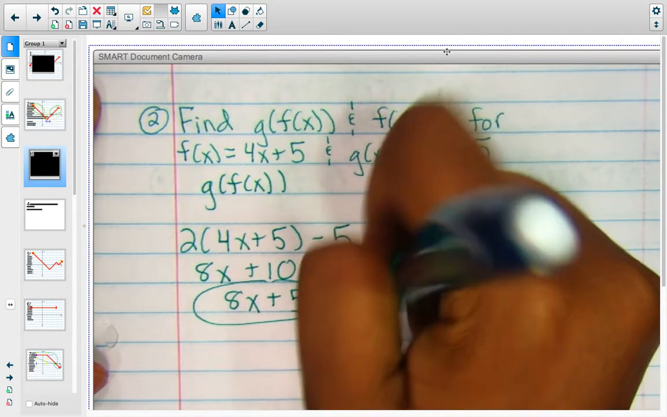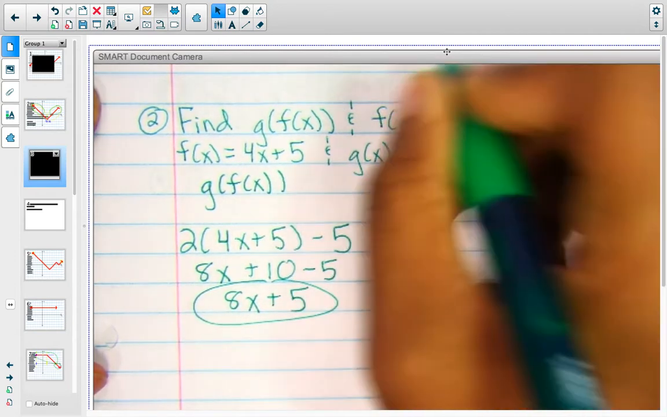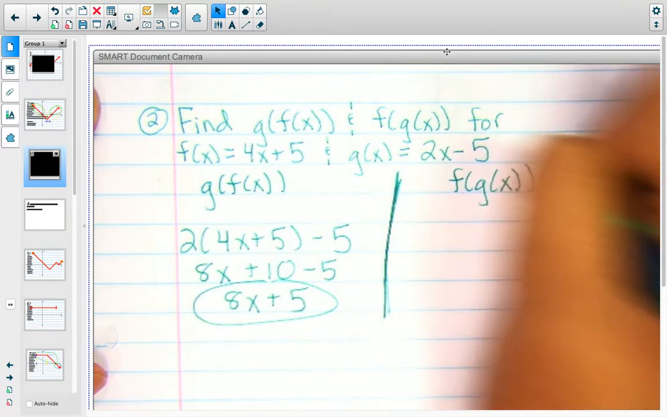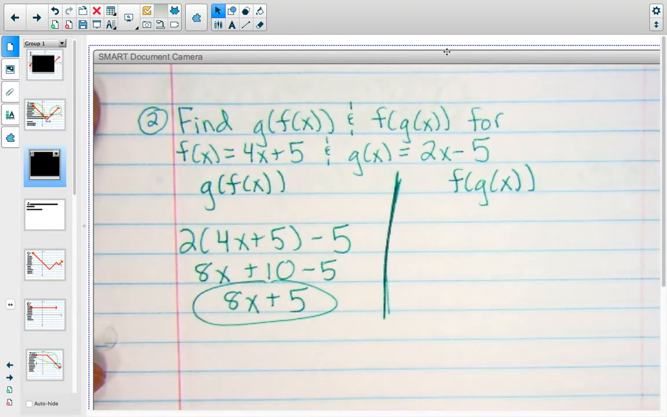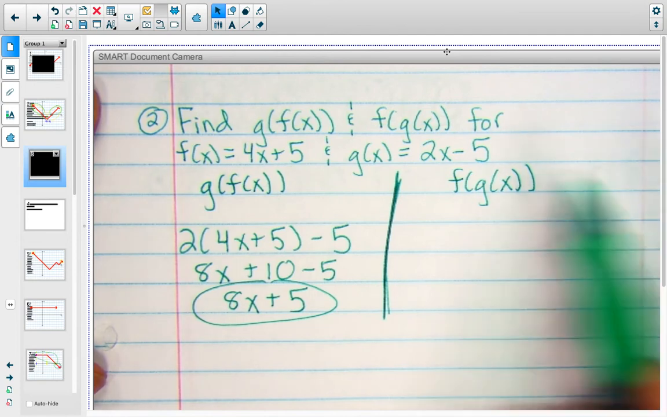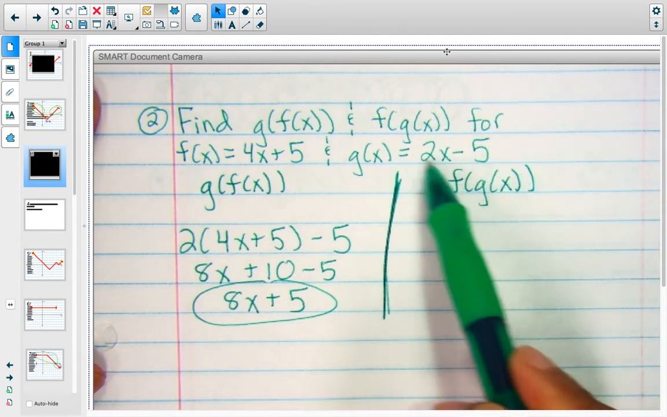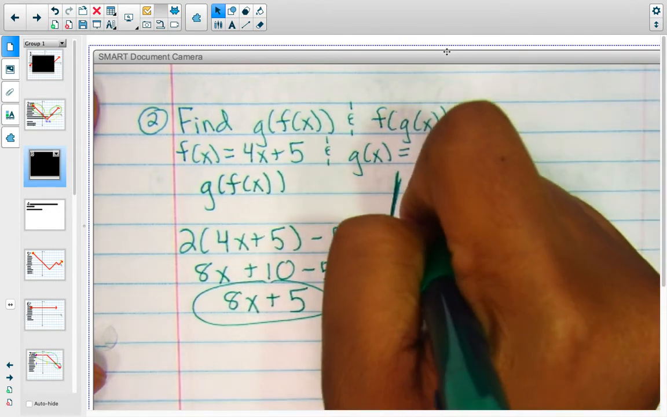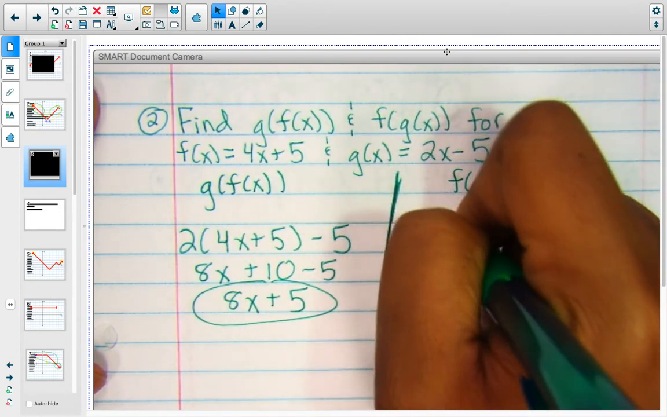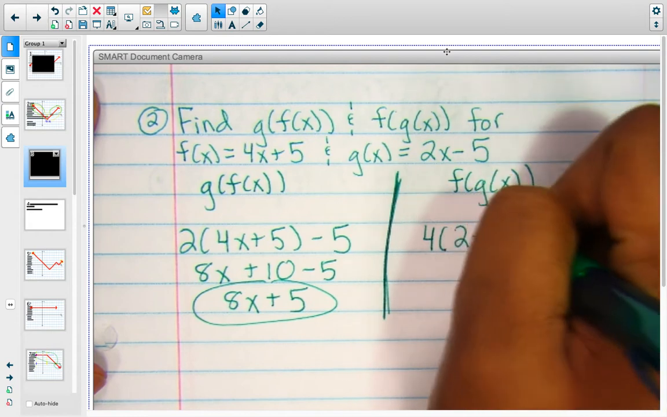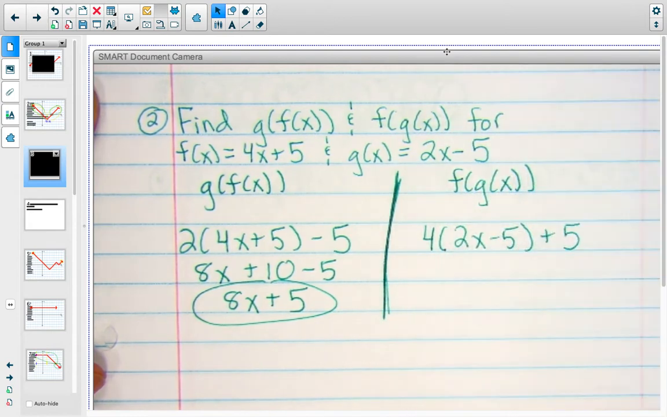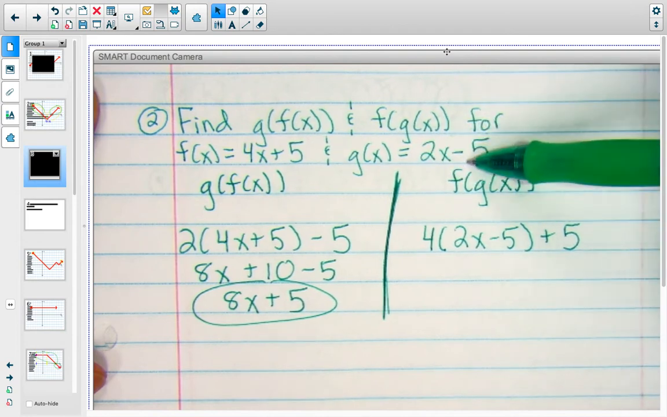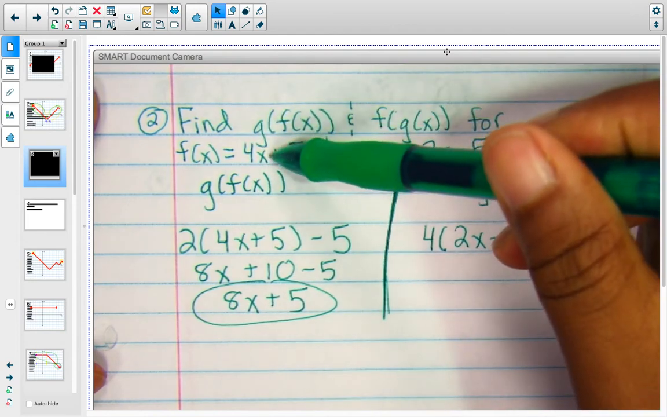If I go through and do the other direction, this time we're going to do f of g of x. This means to take g and substitute it into f. So take 2x minus 5 and substitute that into f. So I'm going to keep the 4, make a substitution, and then add 5 to it. So I took g, which was 2x minus 5, and I substituted that into my variable right there.